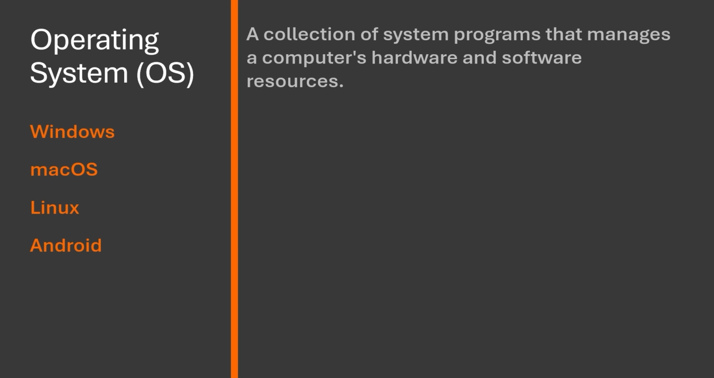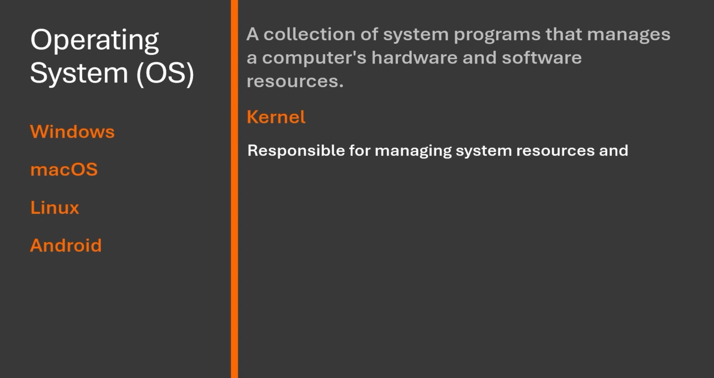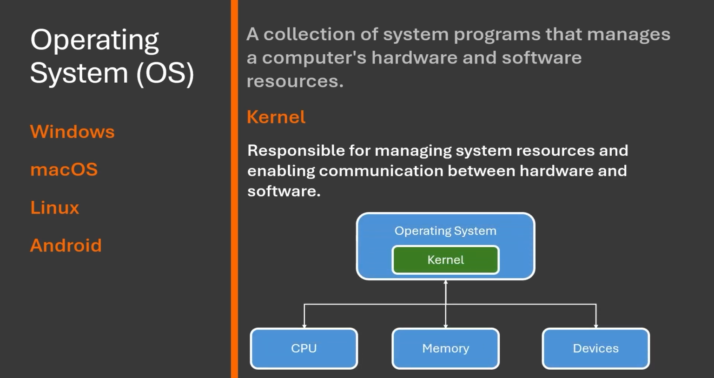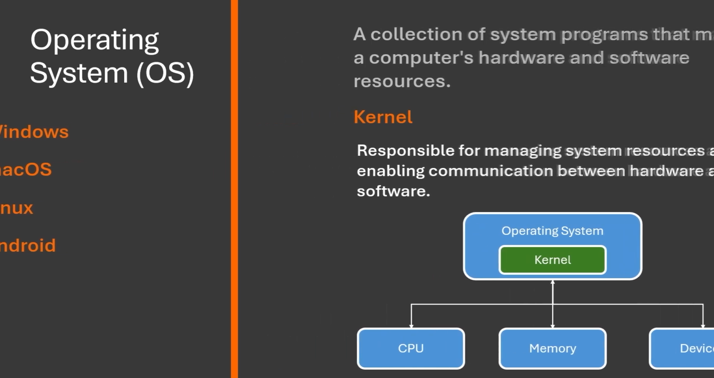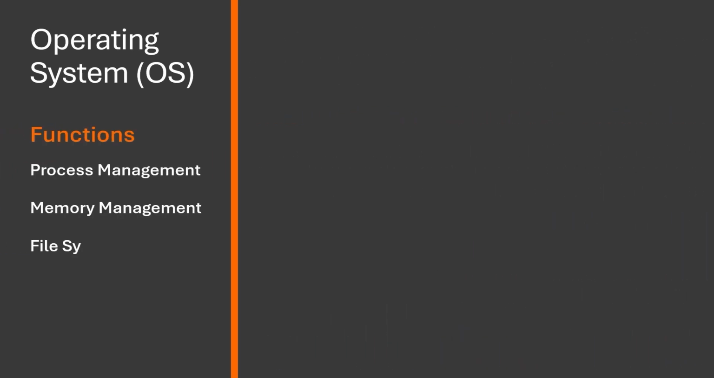At the core of an operating system is the kernel, which acts as a fundamental layer responsible for managing system resources and enabling communication between hardware and software. The kernel operates in the background, handling critical tasks such as process scheduling, memory management, device control, and system security. Let's explore 5 functions of the operating system next.